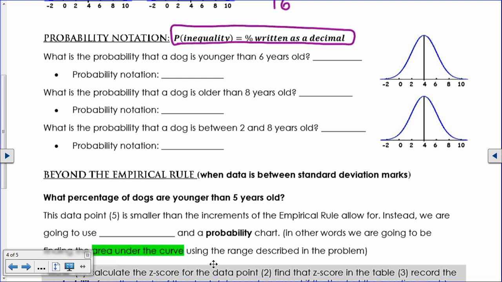Okay? So for example, this one right here. What is the probability that a dog is younger than 6 years old? The notation would start with the P, right? Then you have parentheses. So what's the probability of a dog being younger than 6? How do you think I would write the younger than 6 inside of the parentheses? There's going to be a less than 6. What do you think I would use as a little x? Yep. So the probability that x is less than 6, that's how you represent the question there in notation.